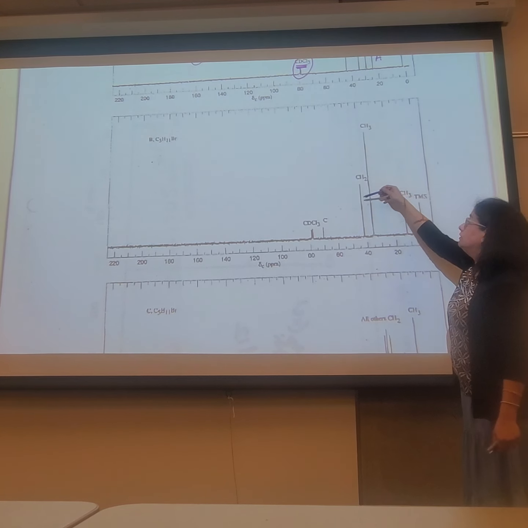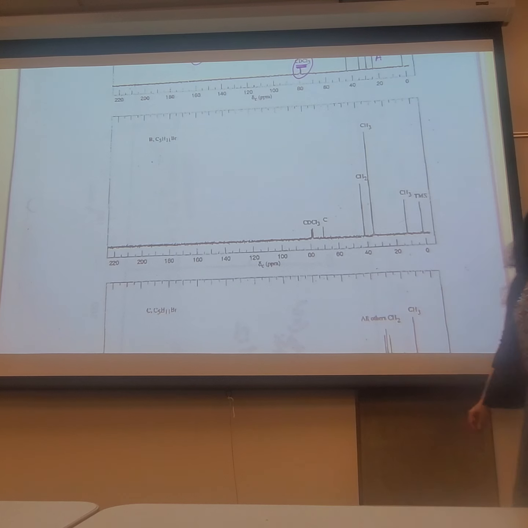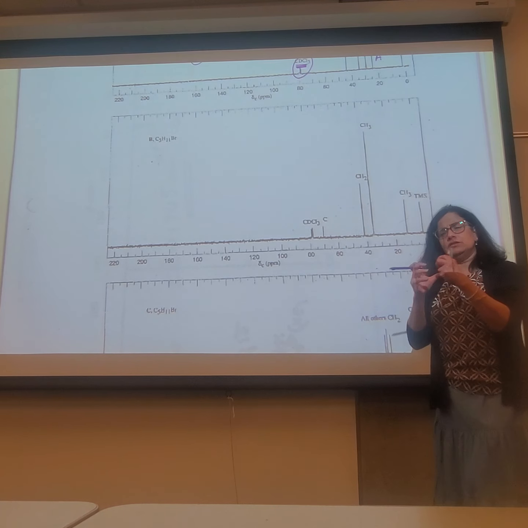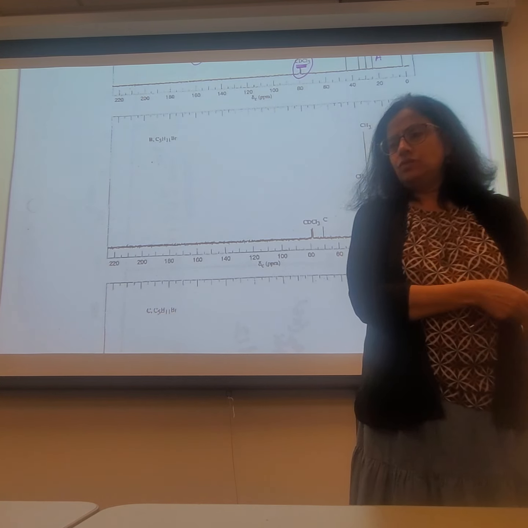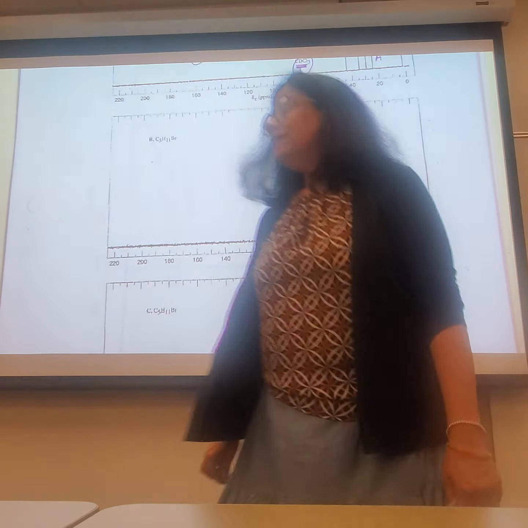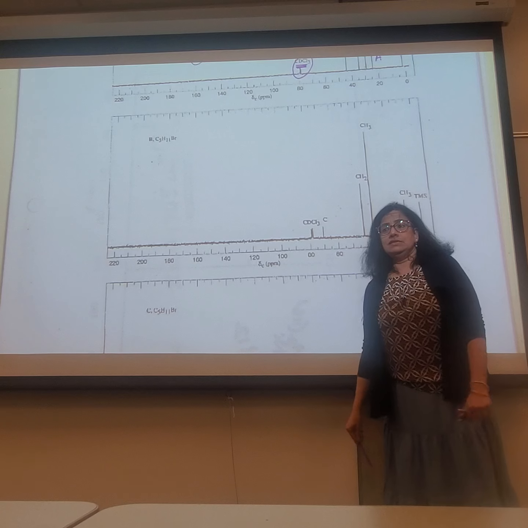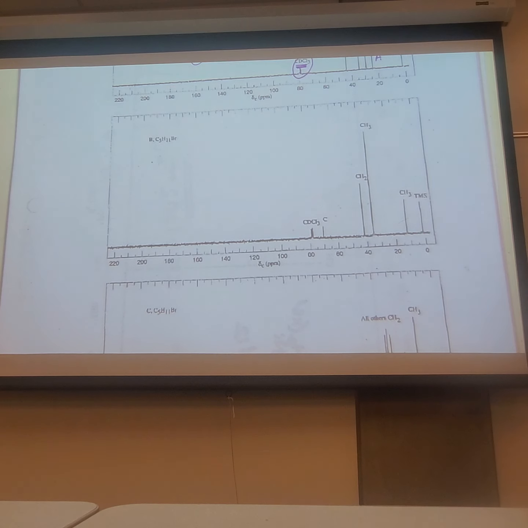1, 2, 3, 4, 5. I counted this too. No, that's because it's quaternary. If it doesn't have hydrogens, it's going to be small. And also don't count this deuterium one. That's CDCl3, which is the solvent. Don't count the solvent. The solvent is not your compound. You dissolve your compound in deuterated chloroform.